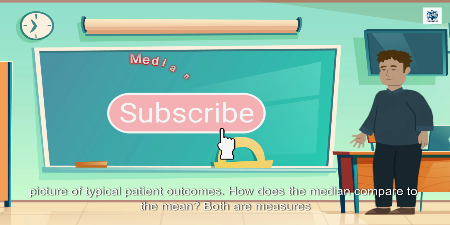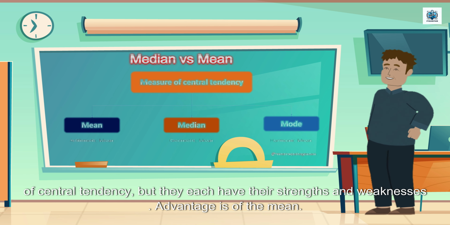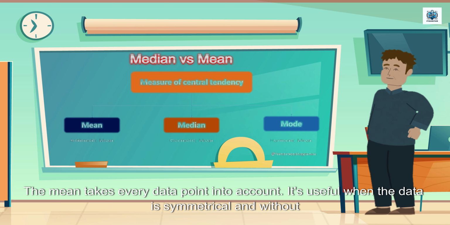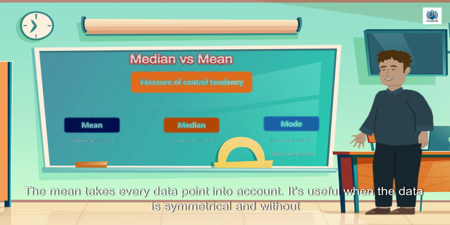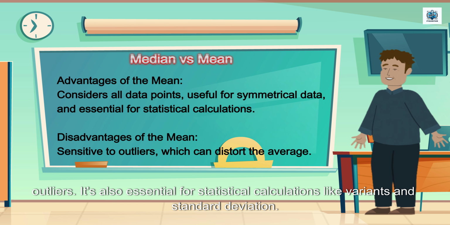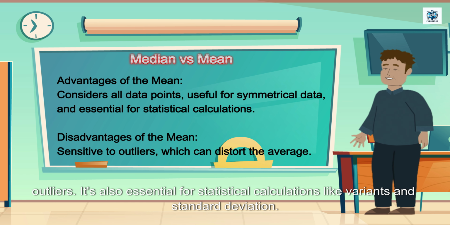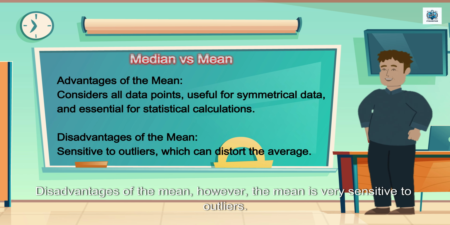So how does the median compare to the mean? Both are measures of central tendency, but they each have their strengths and weaknesses. Advantages of the mean: the mean takes every data point into account, and it's useful when the data is symmetrical and without outliers. It's also essential for statistical calculations like variance and standard deviation.